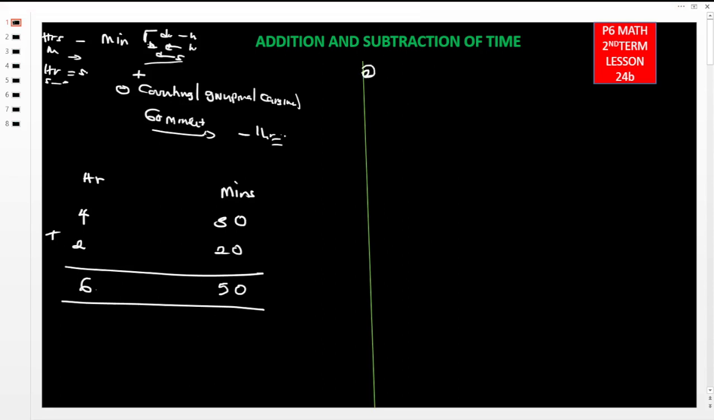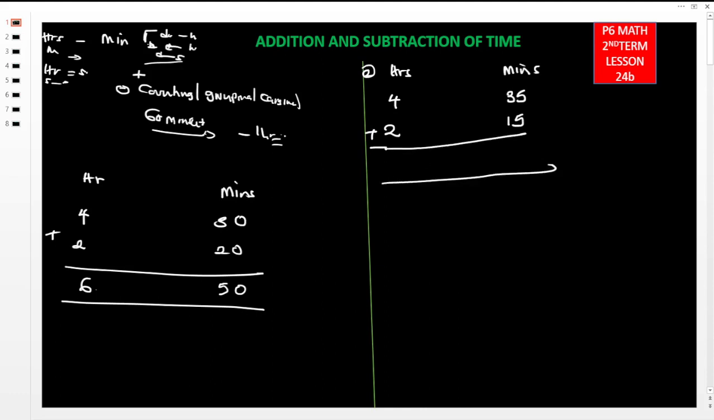So let us look at our example number 2. We are having hours and also minutes here. So 4 hours, let us assume, and 35 minutes, then 2 hours and 15 minutes. When we add them all together, how many hours and minutes are we going to have? Now 5 plus 5 is 10, then 3 plus 1 is 4, plus 2, 6. So this is less than 60, so we write 50 minutes and 6 hours.